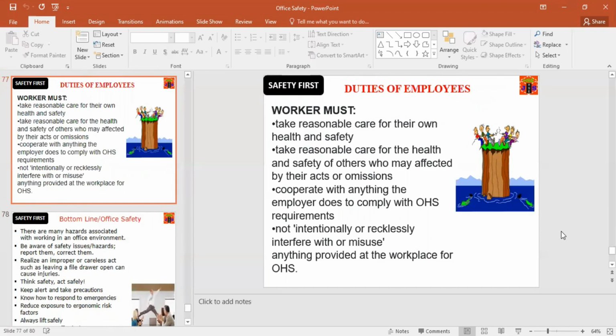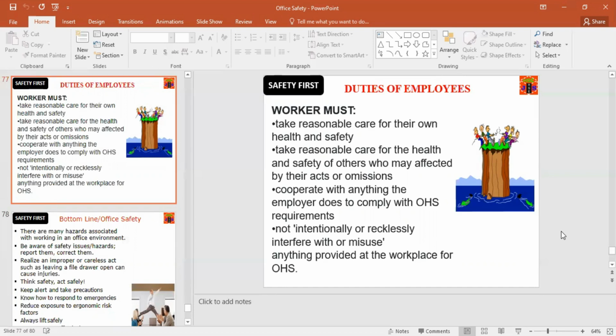How to bound the employees? A worker must take reasonable care for their own health and safety. Take reasonable care for the health and safety of others who may be affected by their acts or omissions. Cooperate with anything the employer does to comply with OHS requirements. Not intentionally or recklessly interfere with or misuse anything provided at the workplace for occupational health and safety.